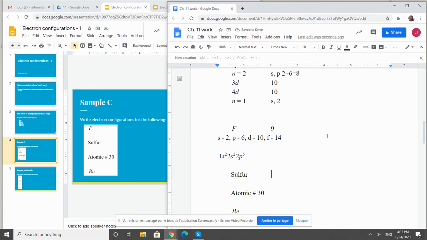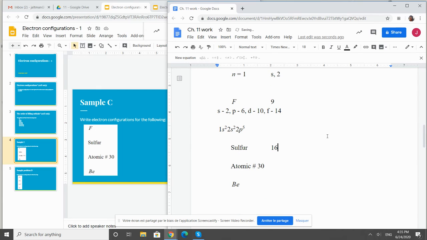Now for sulfur, I go to my periodic table. I see that it has 16 electrons. So I start filling up, and then I have used 12 electrons. So I only have 4 more. So the next one is 3p4 instead of 3p6. I also know my answer is right because if I look at sulfur, it is the 4th element in on the p block. More on that next video, but it's just an easy way to check your work.